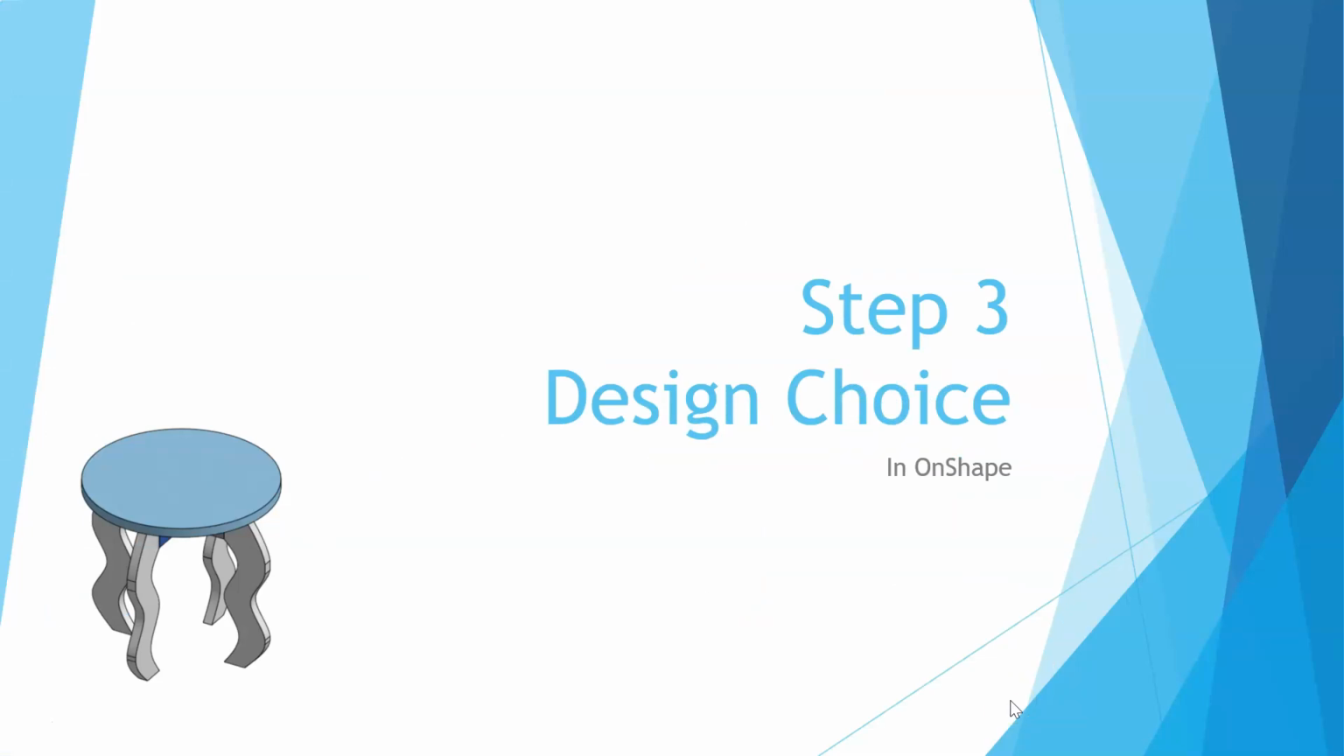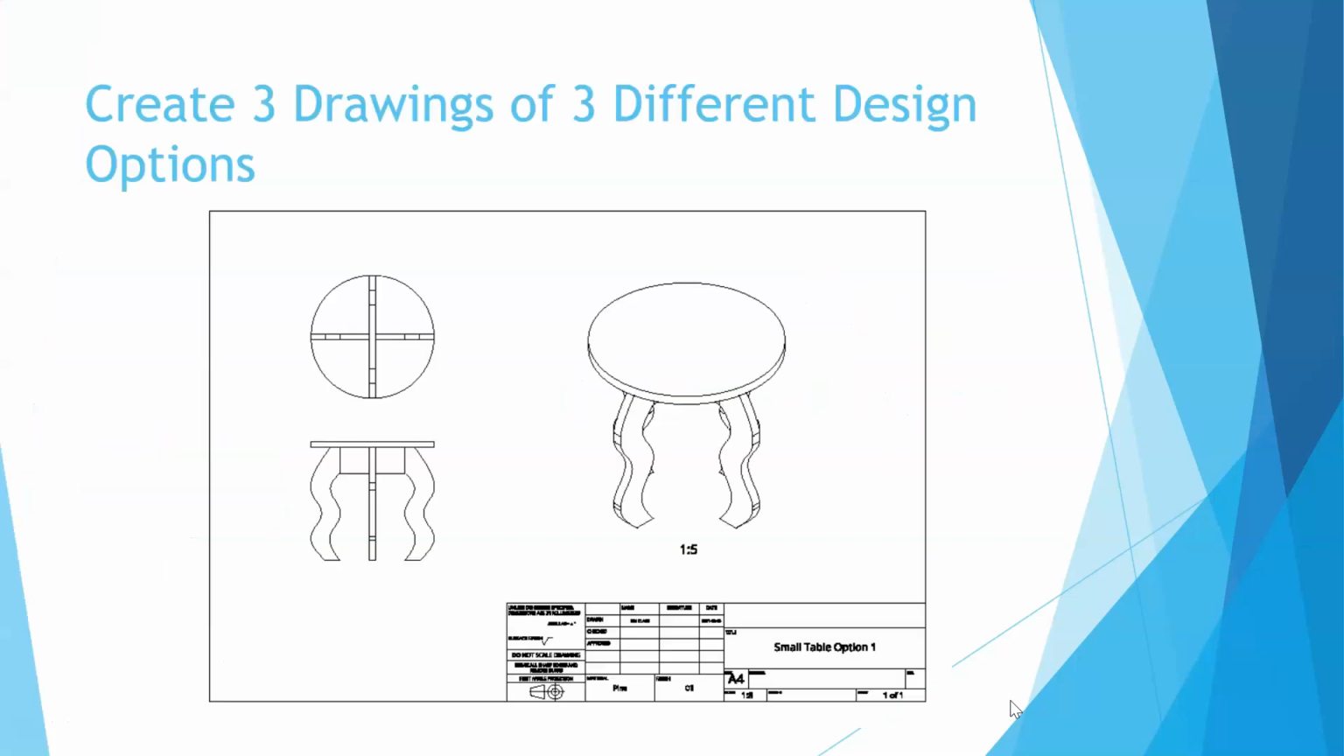So step 3, design choice in OnShape. So we're going to basically, oh, there's a magpie over my head. Okay, so we're going to basically use drawings to create 3 different designs. And once we've got those drawings out, we're going to annotate it and make our final choice of what we're going to use in order to create our table. So you can see here I've got a drawing of a design, and OnShape can pretty much automatically create that for you. So it's not hard to do, it's just a few steps.